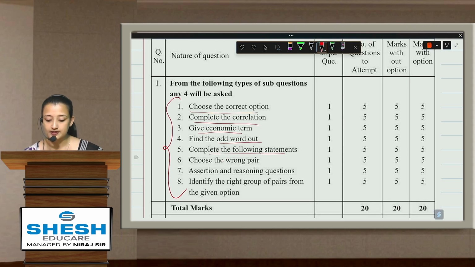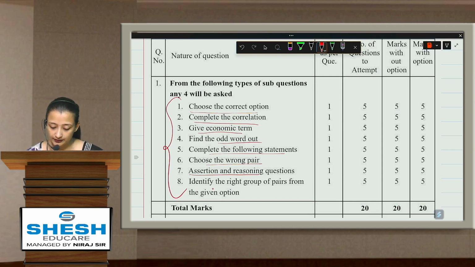Complete the following statements. A lot like MCQs. You'll be given options to fill in the blanks. Choose the wrong pair. Which pair is wrong that you have to choose from the given pairs. Assertion and reasoning. Many times people feel it is a difficult question to attempt. You will have one assertion, you will have one reasoning, and then you will have a list of options where we say either the assertion is correct, or the reasoning is correct. Assertion is correct but reasoning is wrong. Assertion is wrong but reasoning is correct. Or both are correct or both are wrong. So you have such options in this.